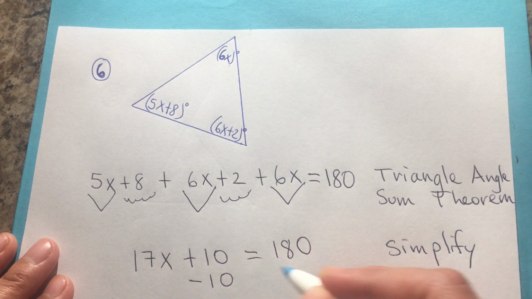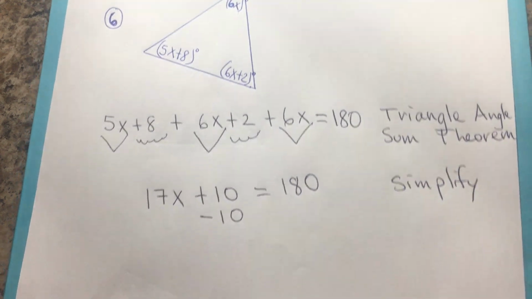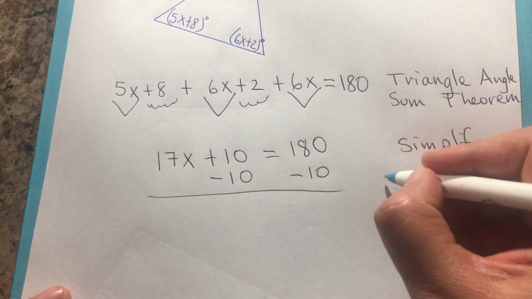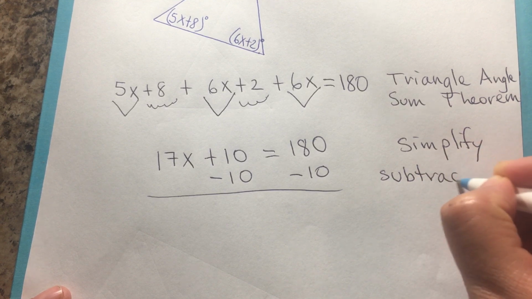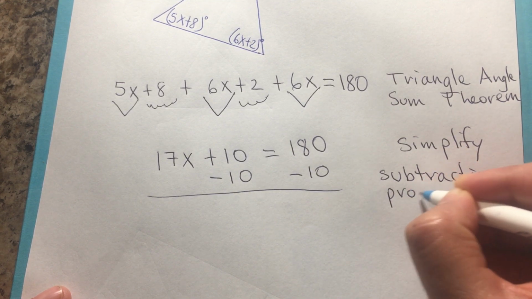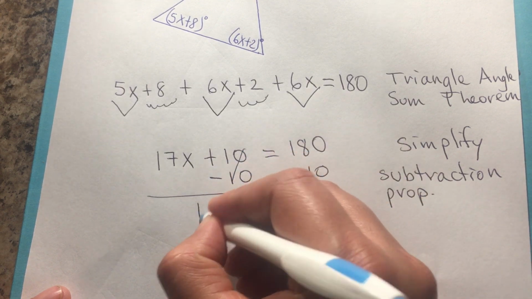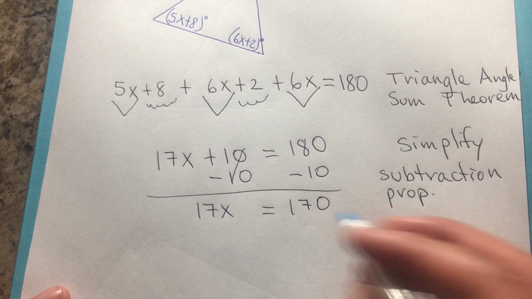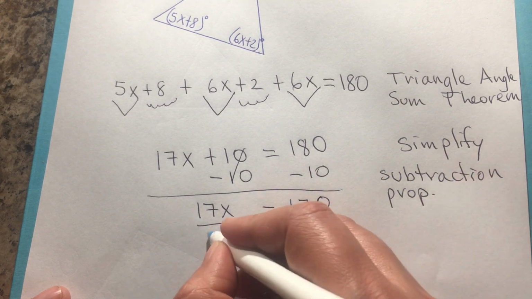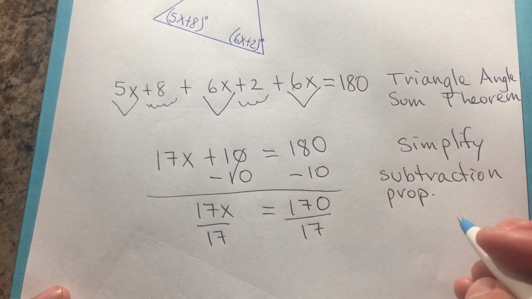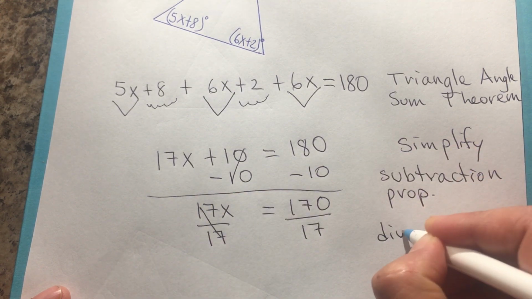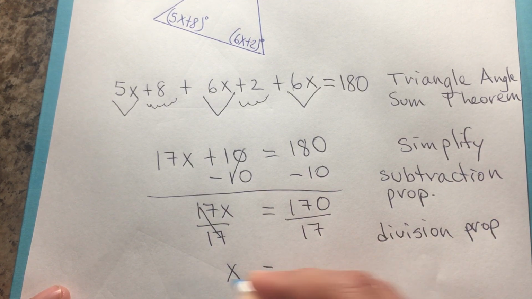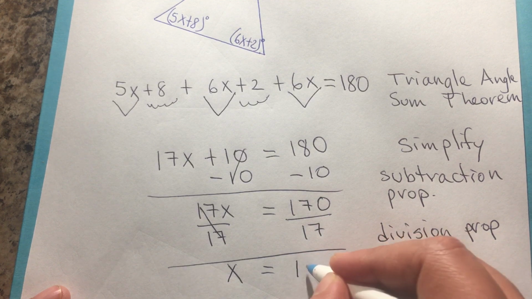After that, we're going to subtract 10 from both sides, and that's by the subtraction property. And we get 17x is equal to 170. After that, the next step is to divide both sides by 17 by the division property. We get that x is equal to 10.